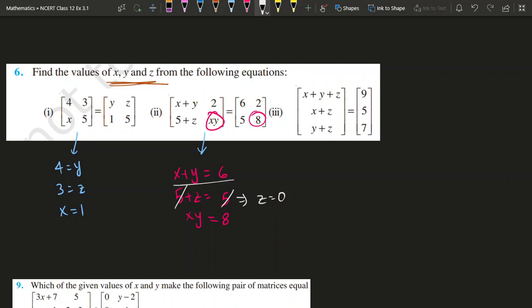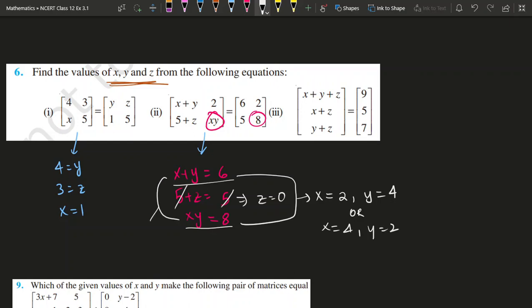Now you have to find x and y such that their sum, x plus y, is 6 and x times y is 8. You can try some random numbers, or you can do a quadratic equation for that matter, and you'll arrive at x equals 2, y equals 4, or x equals 4 and y equals 2. This would form into a quadratic equation, by the way, and that quadratic equation would be x squared minus 6x plus 8 equals 0, and you would get the following answer.